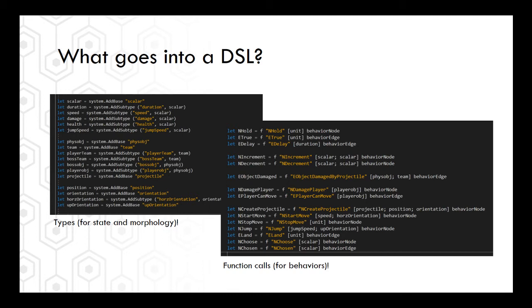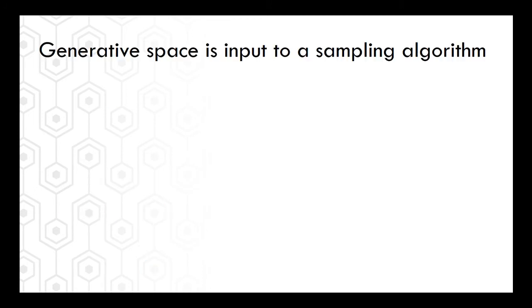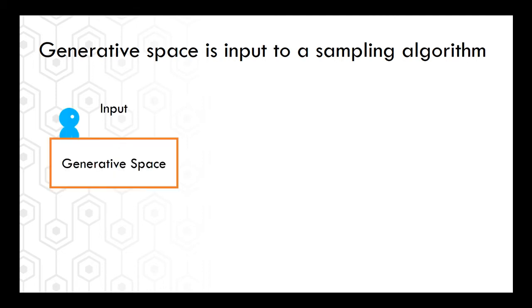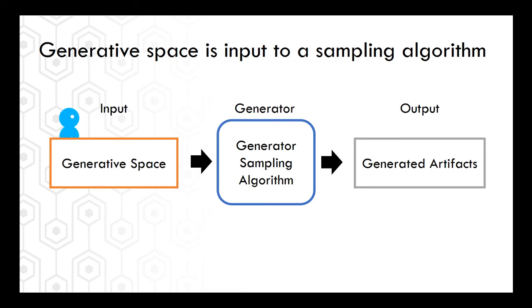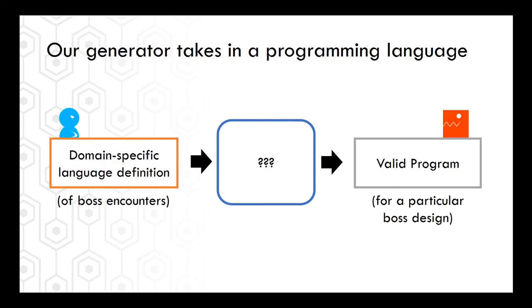So now that we have this language that we've built, how do we generate from it? Just a quick overview: when you're thinking about a generative system, you start with some input, which is some representation that defines a generative space. You plug it into a generator, which is some kind of sampling algorithm that samples over that space with your favorite sampling technique. And then you get some generated artifacts as output. In our case, we have this domain-specific language, and we want it to spit out a valid program in our language, but what is the generation technique that goes in the middle?